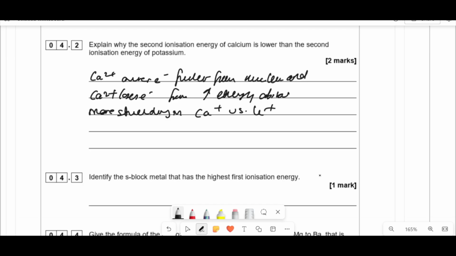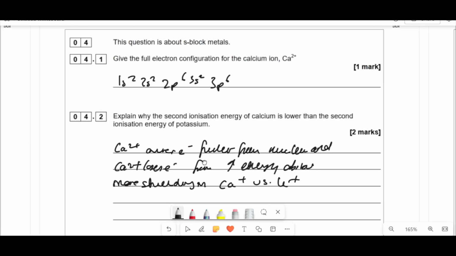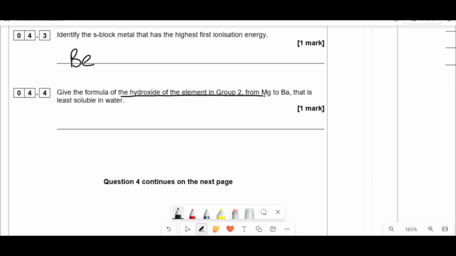Identify the S block metal that has the highest first ionization energy. So it's an S block metal, and ionization energy is where you're taking the outermost electron away from it. It's got to be one of the smallest ones. So it's between these two. Now, between lithium and beryllium, beryllium has got one extra proton and one extra electron. So it's going to be beryllium because that one extra proton increases the attraction between it and its outermost electron. These two are already too big. So therefore, it's beryllium.